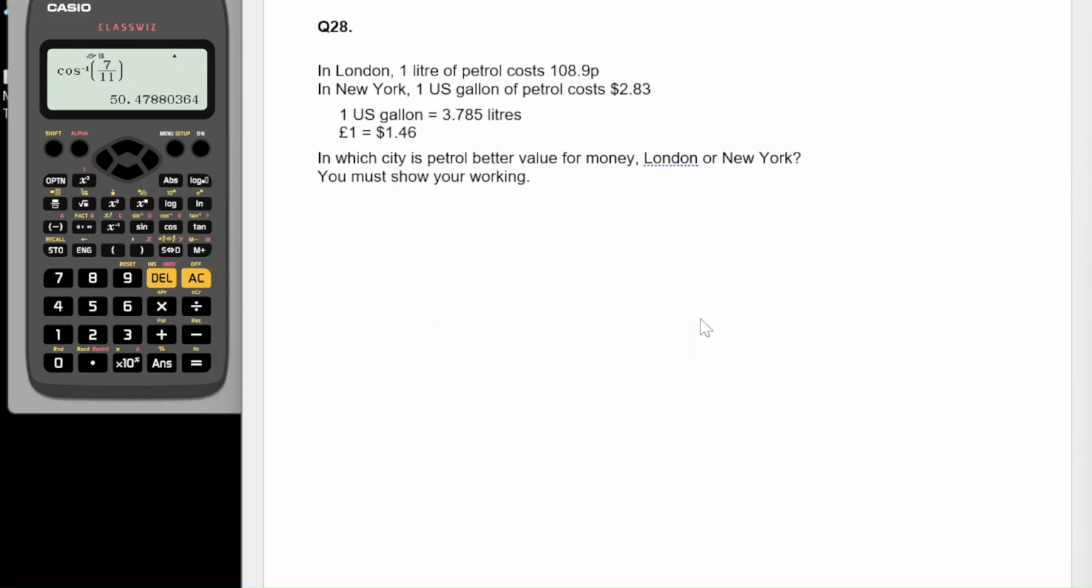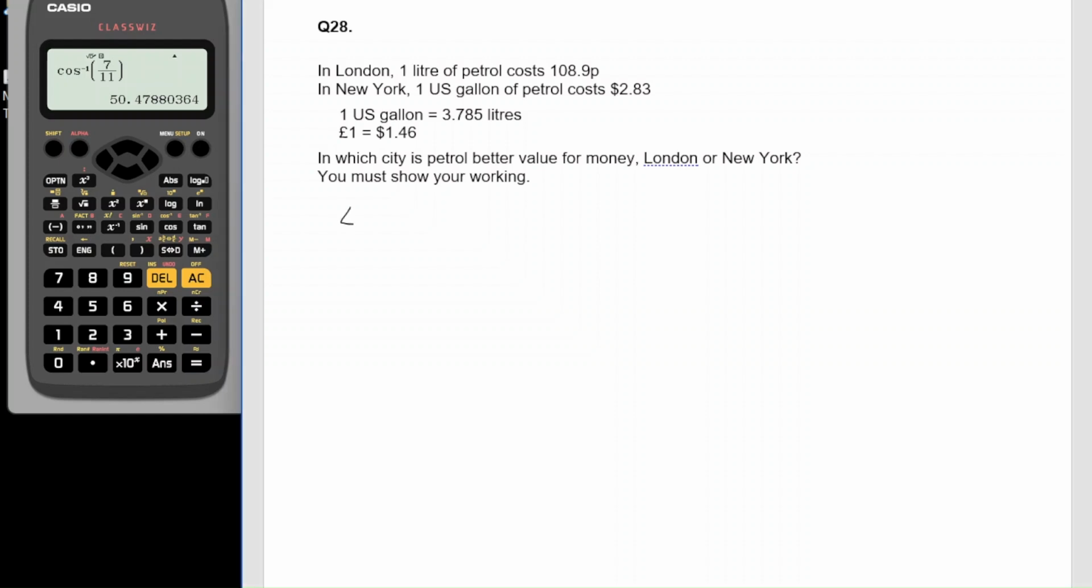Question 28. In London, 1 litre of petrol costs 108.9 pence. In the US, 1 US gallon of petrol costs $2.83. 1 US gallon is equal to 3.75 litres. £1 is equal to $1.45. In which city is petrol better value, London or New York?